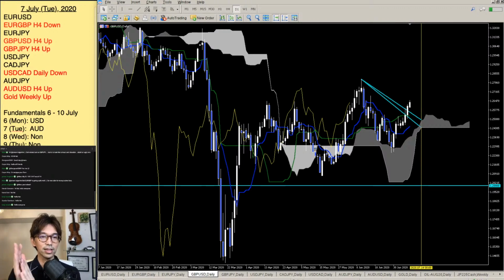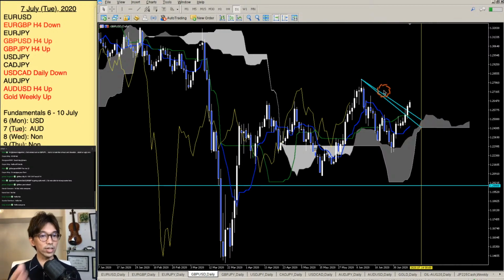So in this book, there is an explanation about Ichimoku forecast lines, which I will present to you today. And 2 days ago, I also presented it to you. So here is, for example, the GBPUSD daily chart, and these blue lines are the forecast lines.